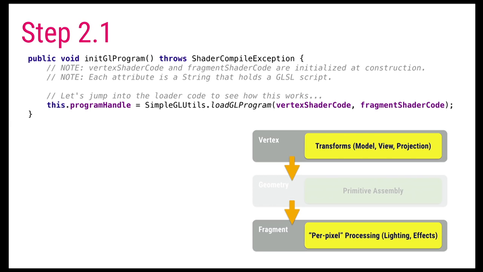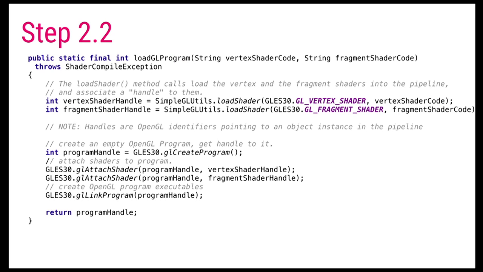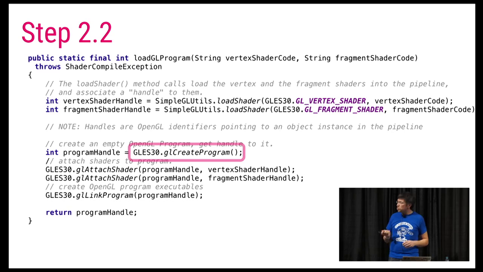So step 2.1, initializing the GL program. I even bothered putting this here just to remind you that we're talking about the yellow stages, the programmable stage of the pipeline, and to mention that vertex shader code and fragment shader code are actually big string blobs. They're actually the source code. That's what we're passing in there. And so we won't dig into the load shader method that you see at the top because it's pretty much the same process as what's happening below here.